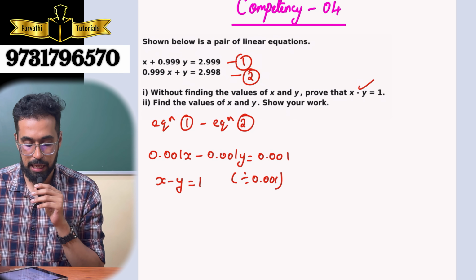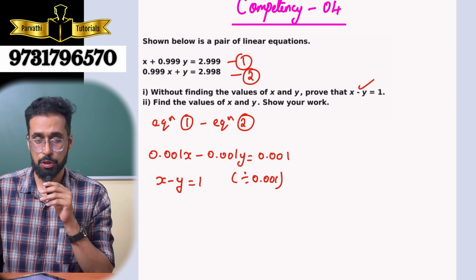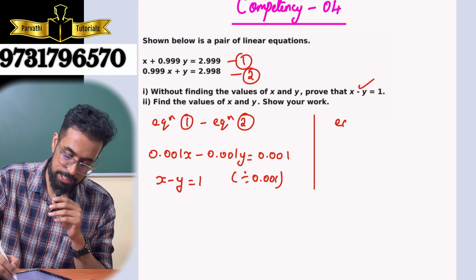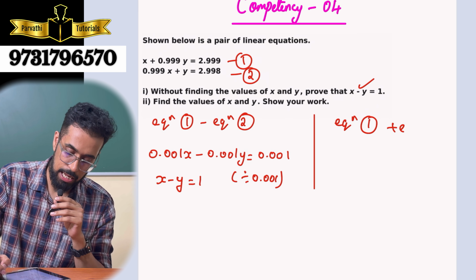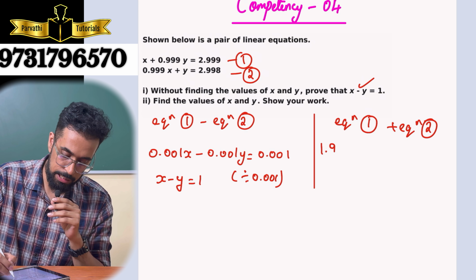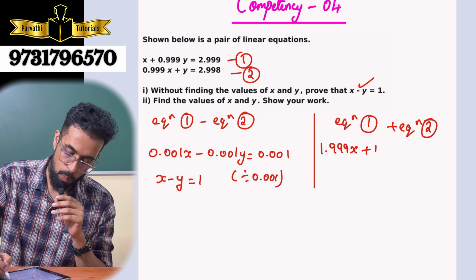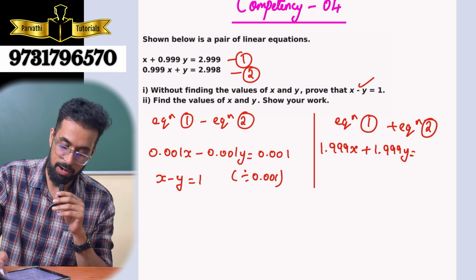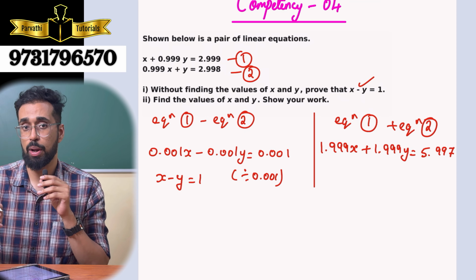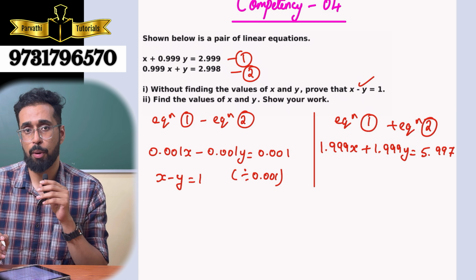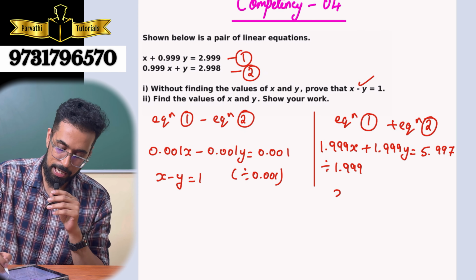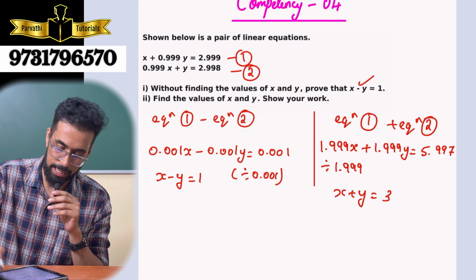Moving on to the second part, here we have to find the values of x and y. So what do we do? We add both equations, that is, equation 1 plus equation 2. On doing so, we will be getting 1.999x plus 1.999y equal to 5.997. Here the common factor would be 1.999, so let's divide throughout by 1.999. We will be getting x plus y is equal to 3.